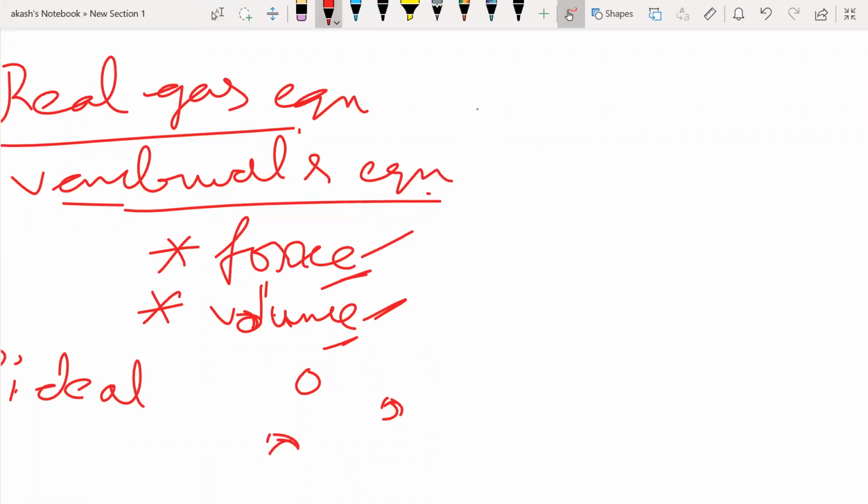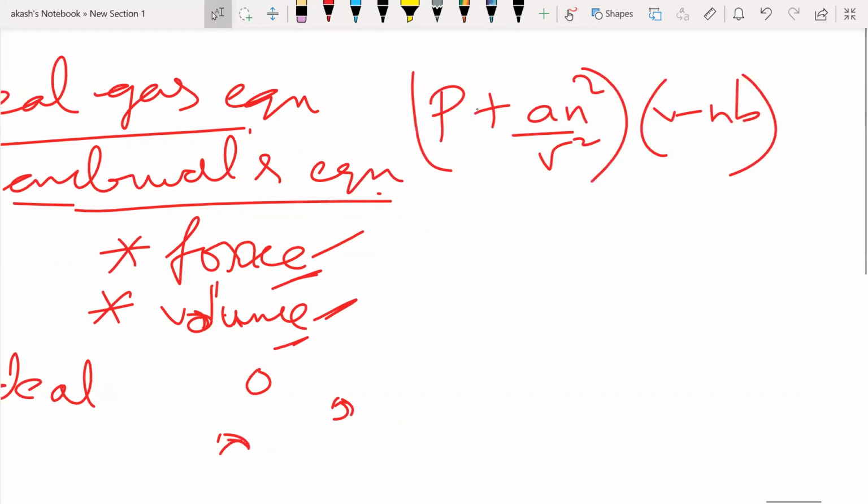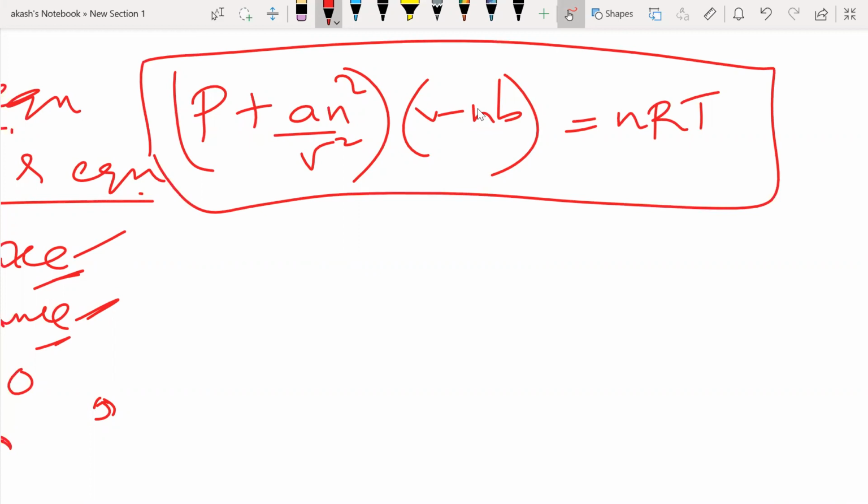So (P + a n squared by V squared)(V minus nb) is equal to nRT. That's it. This is what is called the Van der Waals equation. So you see, this is your volume correction, and this is your force correction.